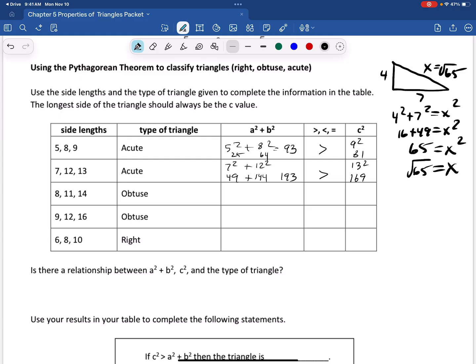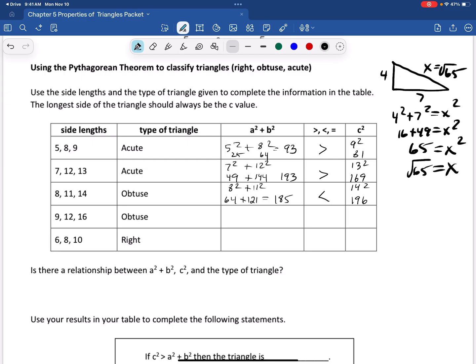All right, let's look at an obtuse triangle. Okay, so for an obtuse triangle, we've got 8 squared plus 11 squared, and over here we've got 14 squared. So 64 plus 121 is 185, and 14 squared is 196. So this time we got a less.